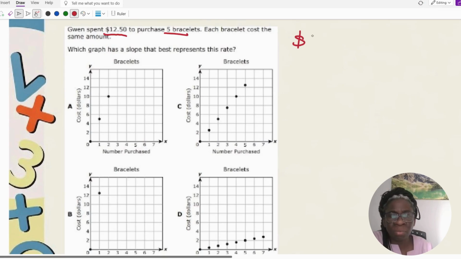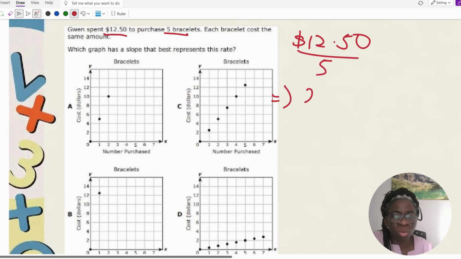So if she spends $12.50 for 5 bracelets and they cost the same amount, one will cost: 5 will go in 12 2 times, remainder 2. So we put a decimal. 5 will go in 25 5 times. So one will cost 2.5. Which graph has a slope that best represents this rate? So one bracelet will cost 2.5.